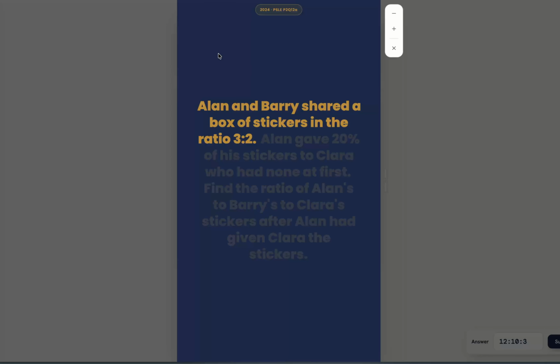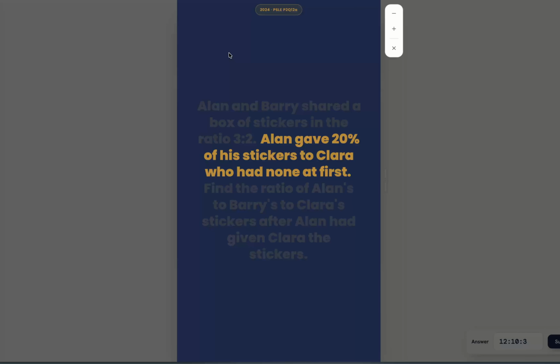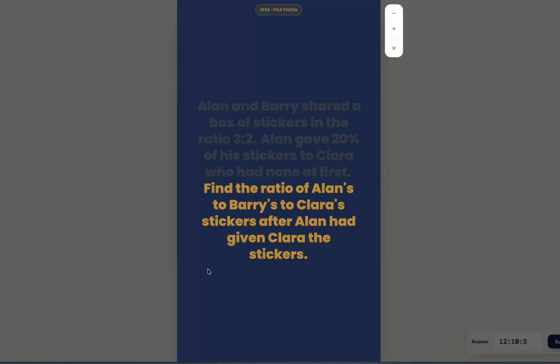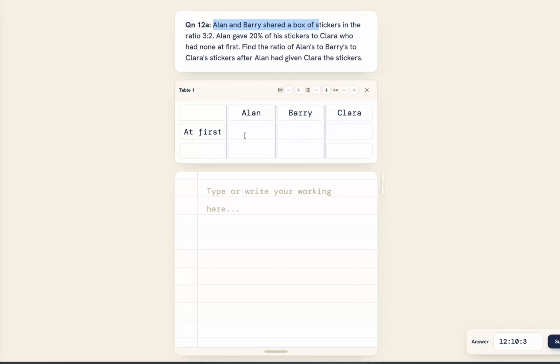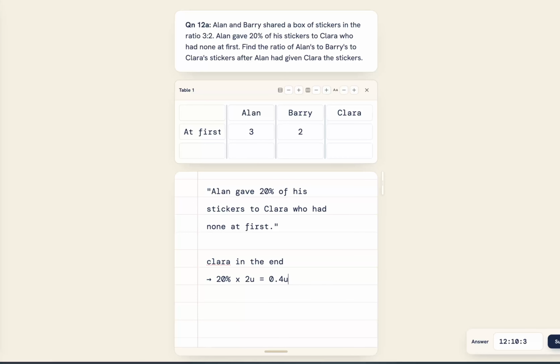Alan and Barry shared a box of stickers in the ratio 3:2. Alan gave 20% of his stickers to Clara, who had none at first. Find the ratio of Alan's to Barry's to Clara's stickers after Alan had given Clara the stickers. So at first, Alan is 3, Barry is 2. So Alan gave 20% of his stickers to Clara, who had none at first. So that means Clara in the end would be equal to 20% times 2 units, which will be 0.4 units. So the change will be minus 0.4 for Barry and plus 0.4 for Clara.